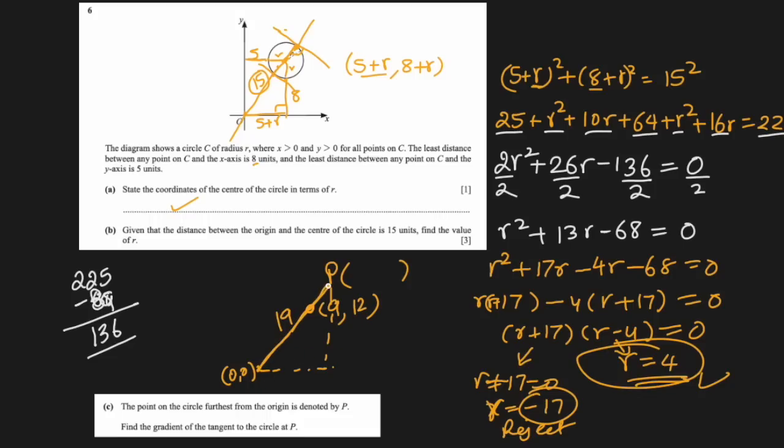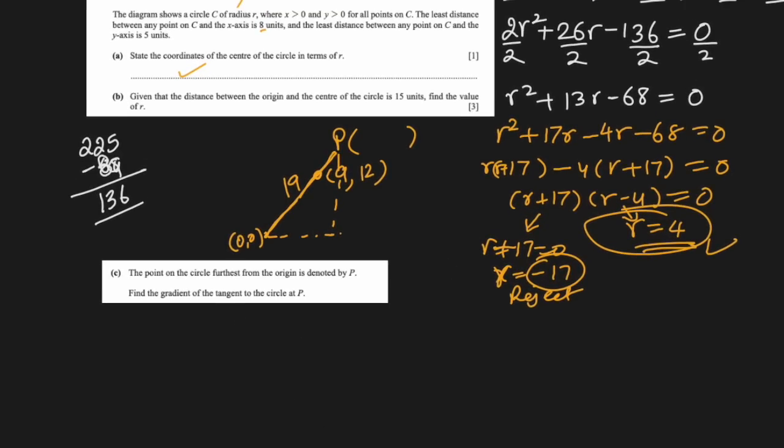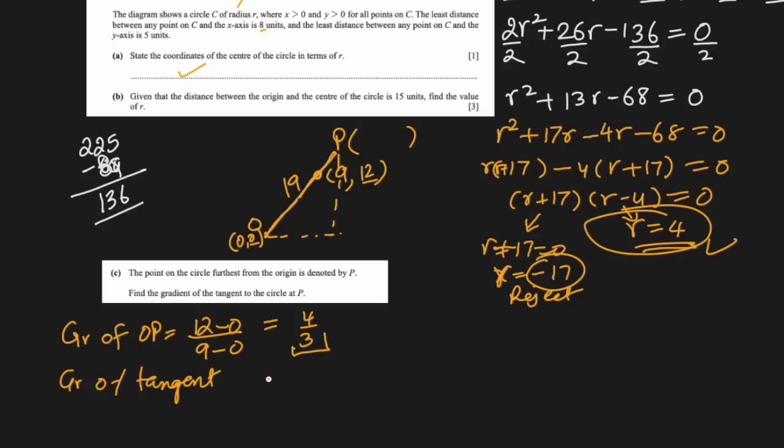So we can find the gradient of this line now, which will be 12 minus 0, y2 minus y1 divided by x2 minus x1, which comes out to be 12 over 9 or 4 over 3. This is the gradient of, did I say OP? Yeah, origin and P. But we want the gradient of the tangent. So the gradient of the tangent will be perpendicular to this, which is the negative reciprocal of 4 over 3, which will be minus 3 over 4. Done.